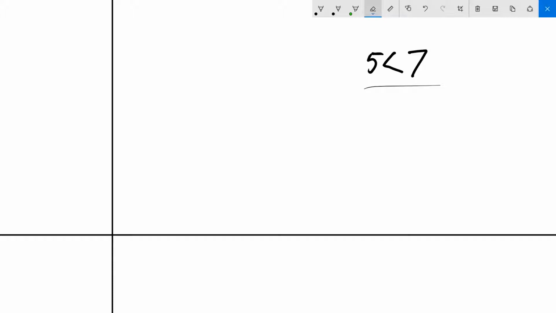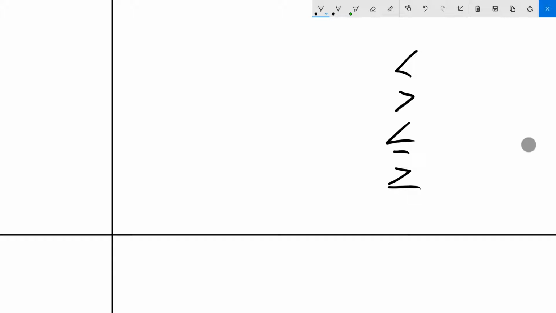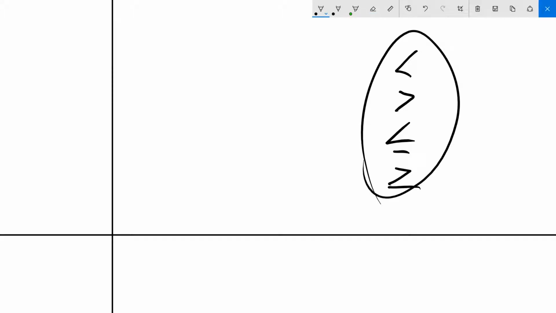So, these inequality symbols are the less than, the greater than, the less than or equal to, the greater than or equal to signs, and also the equal to sign. So all these symbols here are inequalities. Now we know what the equal sign is, so we're not going to worry about that. We're going to worry about these here.